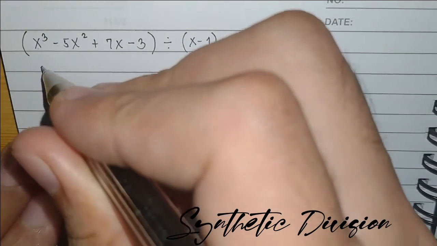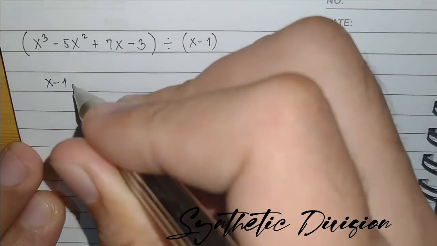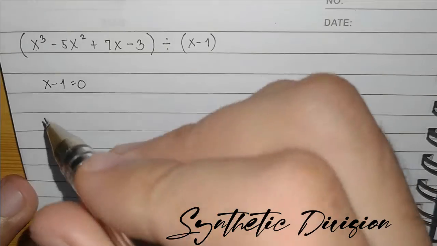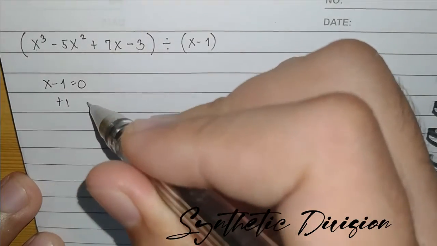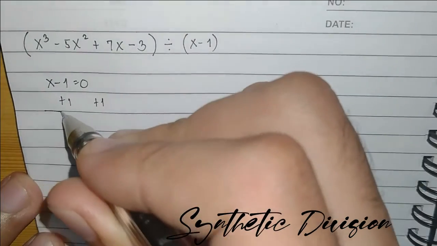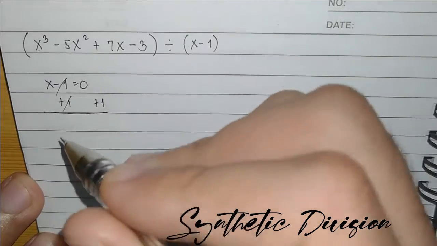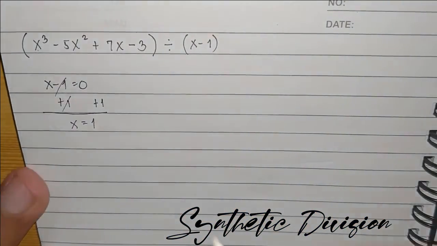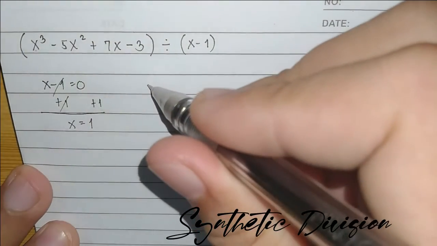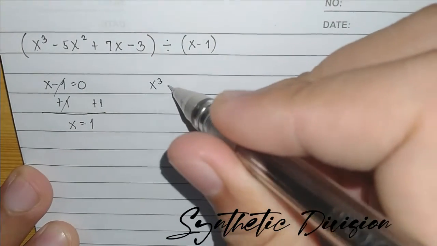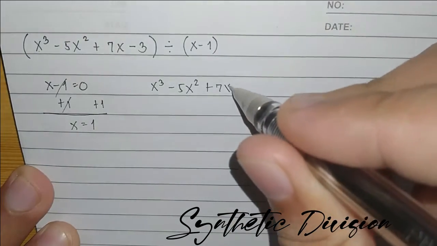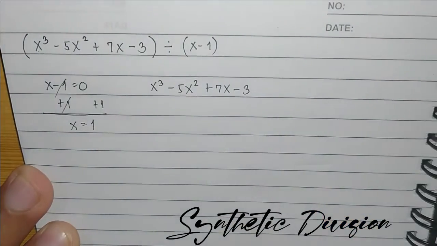Let us equate x minus 1 to 0. And then, let's add 1 to both sides. So, cancelled. X is equal to 1. Okay? And our dividend is x cubed minus 5x squared plus 7x minus 3.